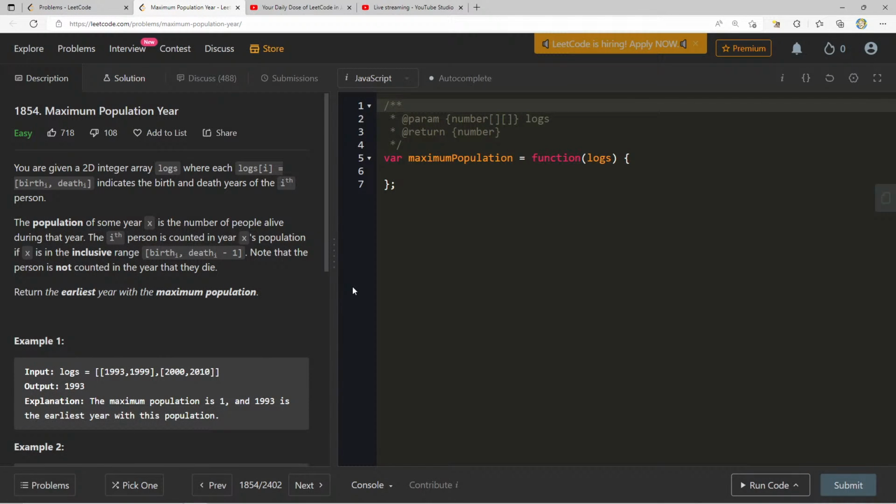All right, you're given a 2D integer array, logs, where each log, [birth, death], indicates the birth and death years of the ith person. The population of some year X is the number of people alive during that year. The ith person is counted in year X's population if X is in the inclusive range [birth, death - 1]. Note that the person is not counted in the year that they die. Return the earliest year with the maximum population.